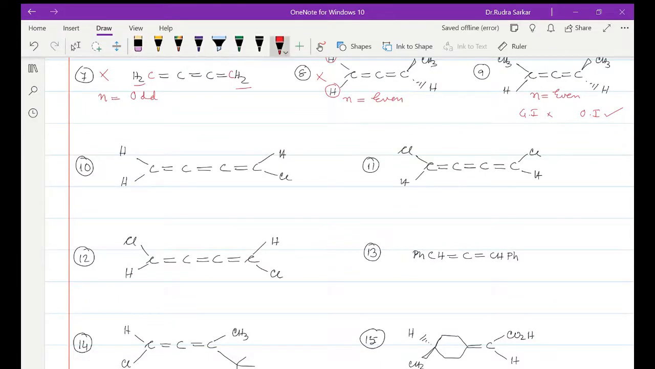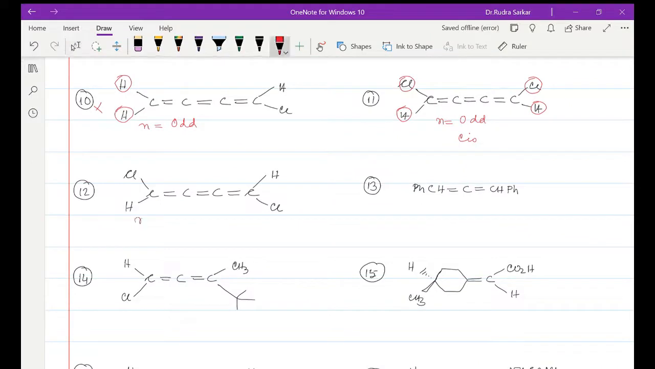Again, this particular molecule, we can see the n is odd, but GI is not possible because the carbon at this end is having two hydrogens, so no GI. Here n is odd, so GI should be possible over here, and no OI possible. Now since we can see there is a chlorine and a hydrogen, and over here there is a chlorine and a hydrogen, so we can say this is showing cis geometrical isomerism.